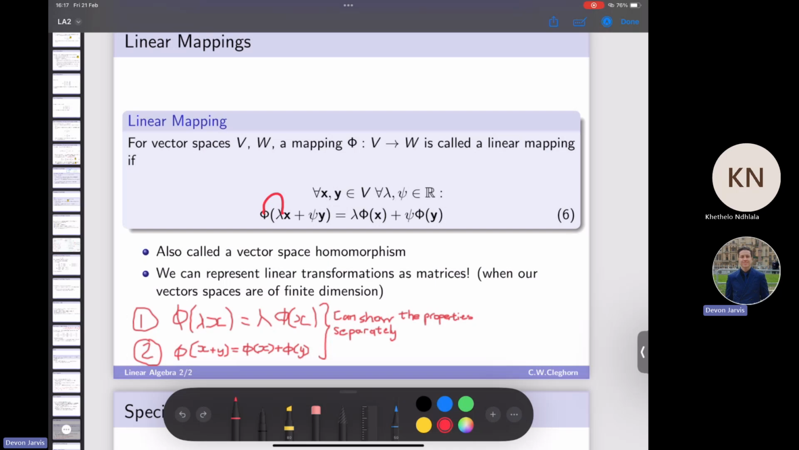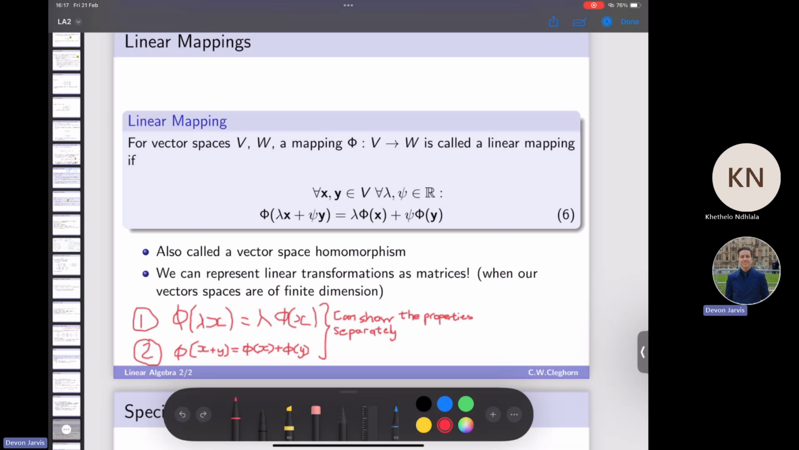And then secondly, if I have a scalar, I can first scale a vector and then apply phi, or I can apply phi and then scale. Okay, if those two properties hold, then that is a linear mapping, right? It's also called a vector space homomorphism. Morphism is a kind of word to mean that you transform something. Homo, as in it maps back to the same set it started from.